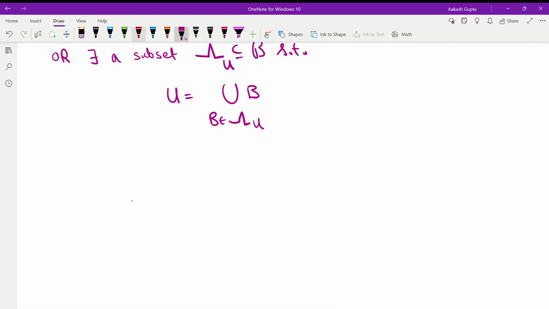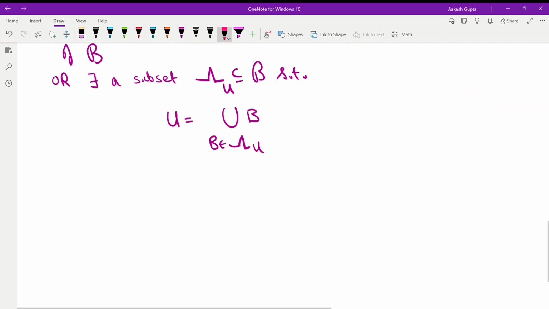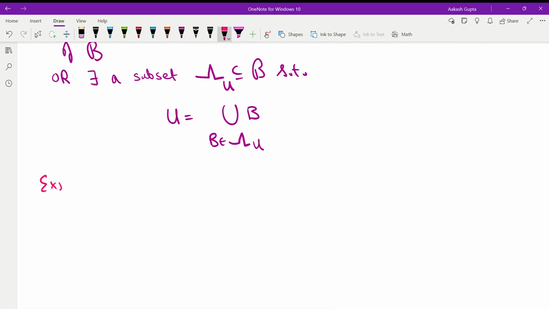Let me tell you a simple property or a simple characterization for this concept of basis. So let us have a theorem. We will see examples. Or if you want to see now, I can also do that. So, okay, let us have one example. Let us consider the real line R.